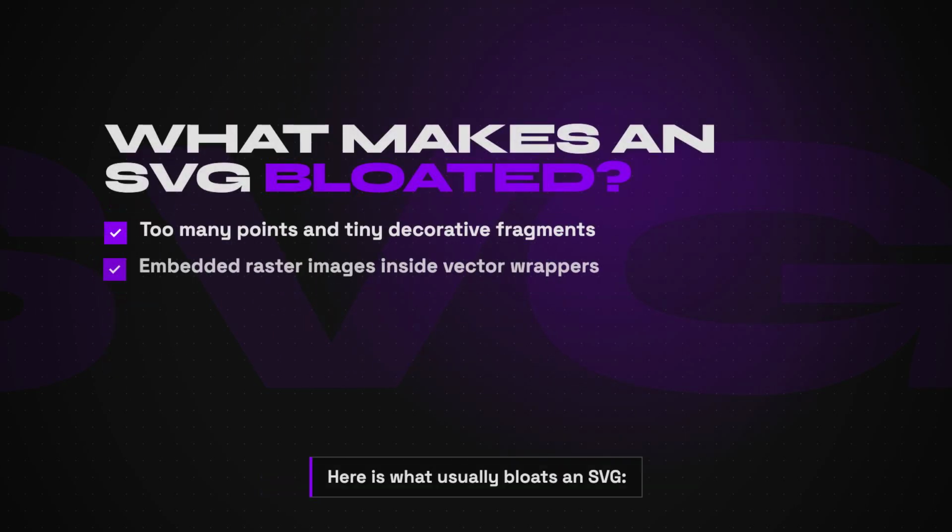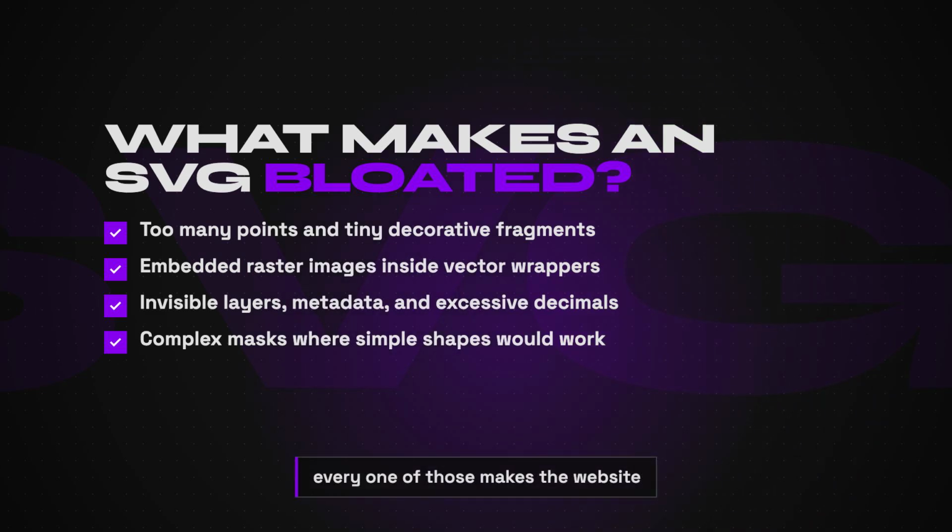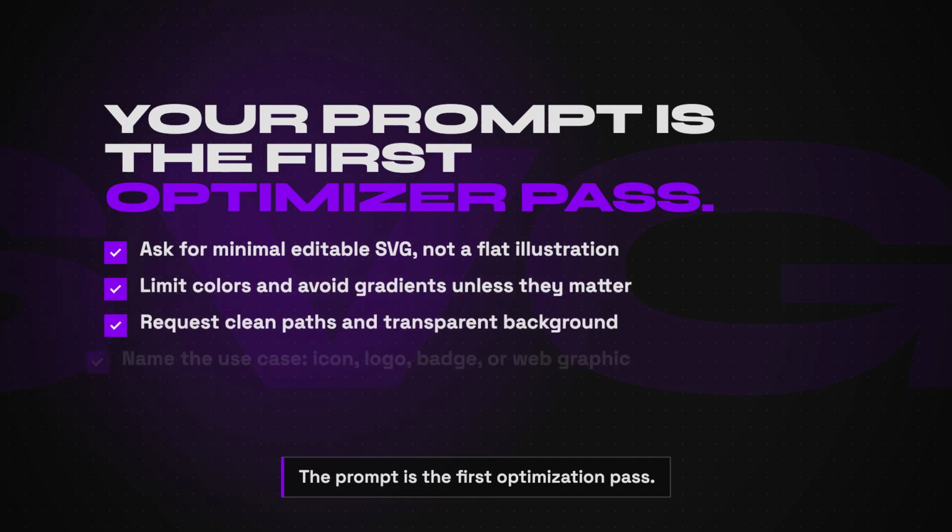Here is what usually bloats an SVG: excessive points, masks that can be simple shapes, embedded raster images, huge decimals, invisible layers, editor metadata, and groups inside groups. If the file is decorative, every one of those makes the website slower and the asset harder to maintain. The prompt is the first optimization pass.